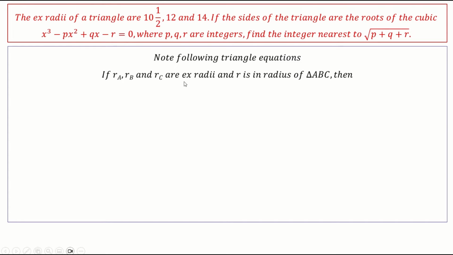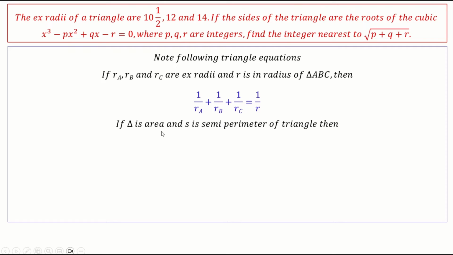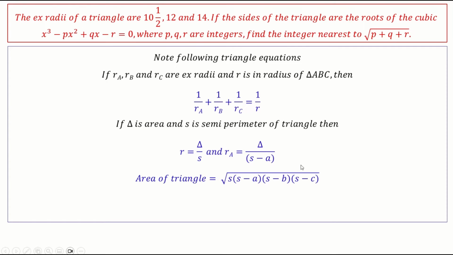If RA, RB, and RC are the exradii and R is the inradius of a triangle ABC, then the relation is 1 by RA plus 1 by RB plus 1 by RC equal to 1 by R. If delta is the area and S is the semi-perimeter of the triangle, then the inradius of the triangle is equal to area by semi-perimeter, delta by S, and RA equal to delta by S minus A. So obviously RB will be delta by S minus B, RC equal to delta by S minus C. And the area of the triangle we know is square root of S into S minus A into S minus B into S minus C. So these things we should know.